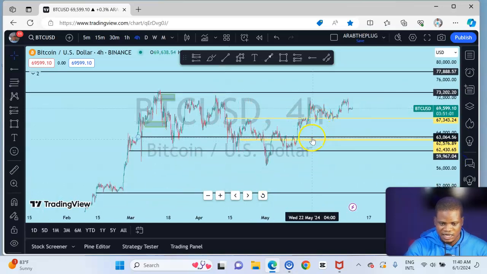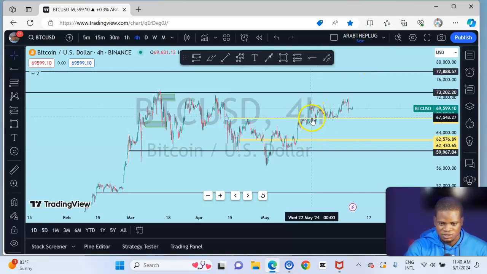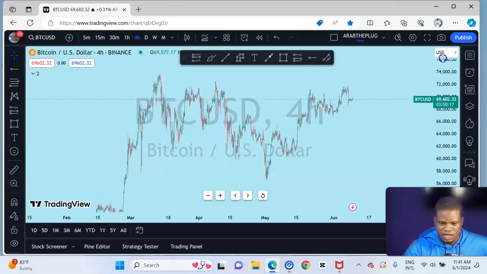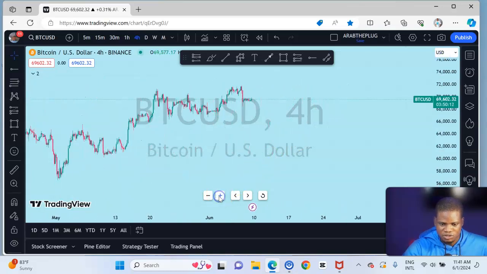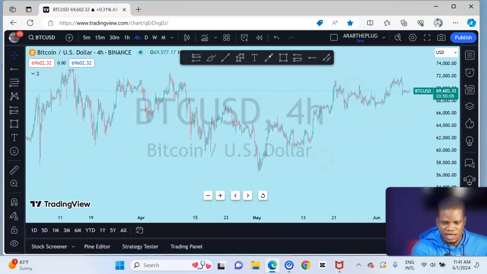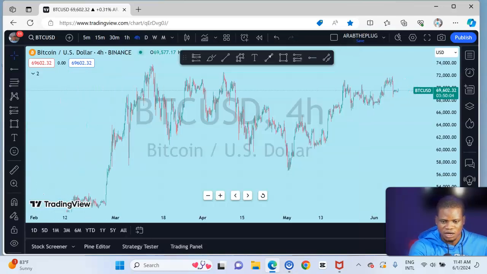You would see that I actually have a lot of lines drawn up and down. Let me get rid of all these lines. So I just got rid of all the lines on the chart. Now let's look at this chart in a much clearer picture. You would see that there are some levels that the market has respected over time on this chart.